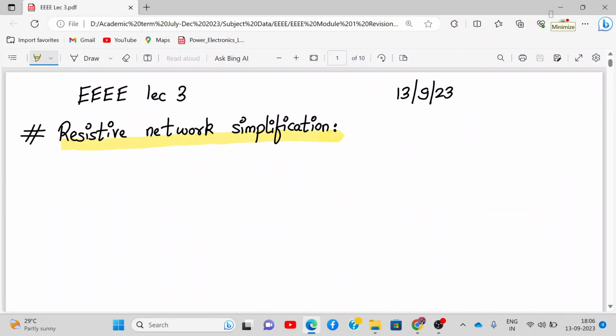Hello everyone, welcome to EEEE lecture number 3. Today we are going to continue the topic on resistive network simplification. So let's start with numerical number 1 for today.